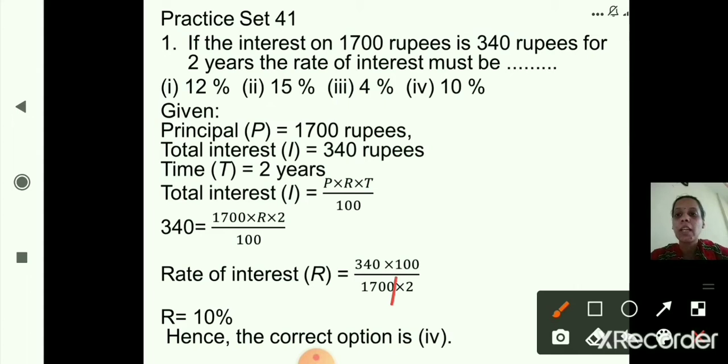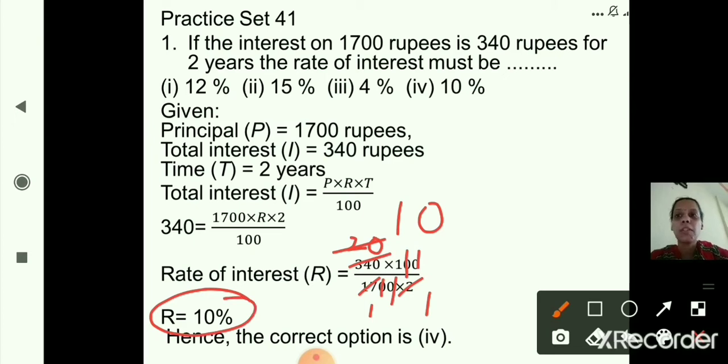Now 2 zeros will get cancelled. See here, 2 zeros. Now we can divide this: 17 ones are 17, 17 twos are 34, and 0 here. So that is 20. Now we can cancel this: 2 ones are 2, 2 tens are 20, right? So what we got? R is equal to 10%.